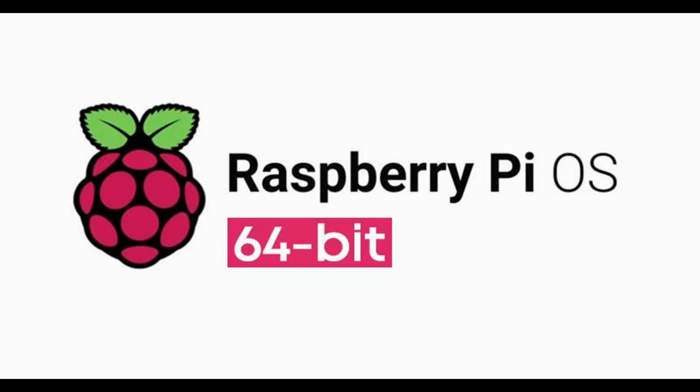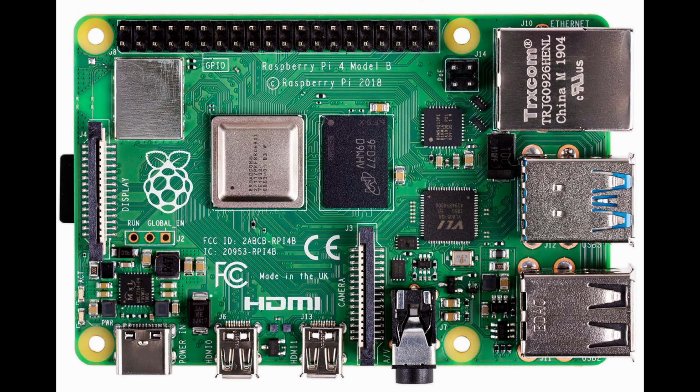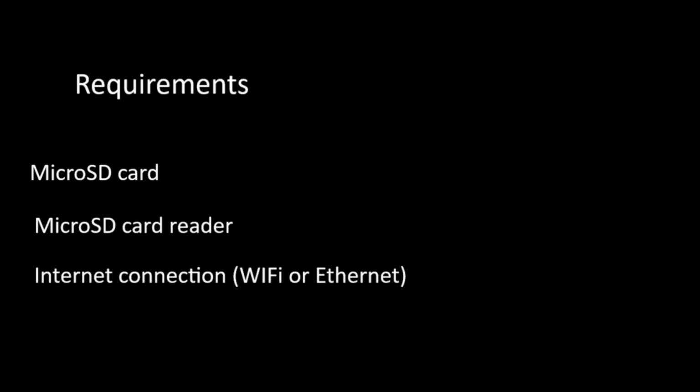Today I'm gonna be showing you how to install Raspbian, or Raspberry Pi OS, on your Raspberry Pi. The requirements are a micro SD card. I recommend 8 gigs or higher. I have a 32 gig. A micro SD card reader, which is basically anything that can read a micro SD card, or an SD card if you have an adapter. An internet connection, Wi-Fi or Ethernet, I prefer Ethernet, and a Raspberry Pi. So let's get started.